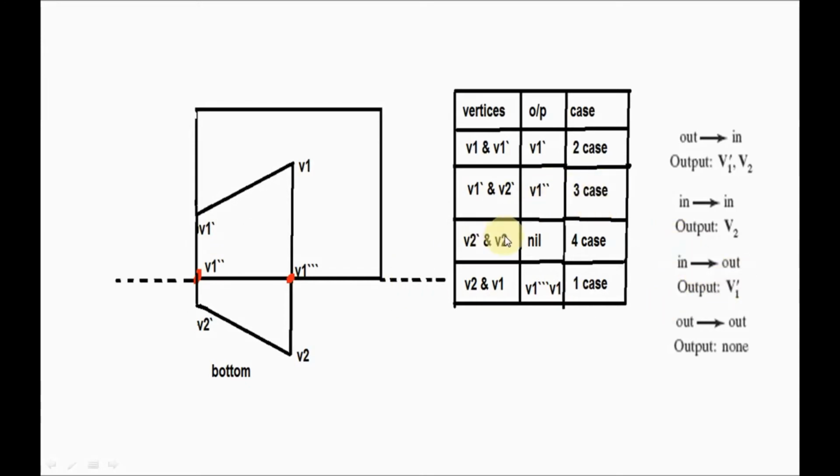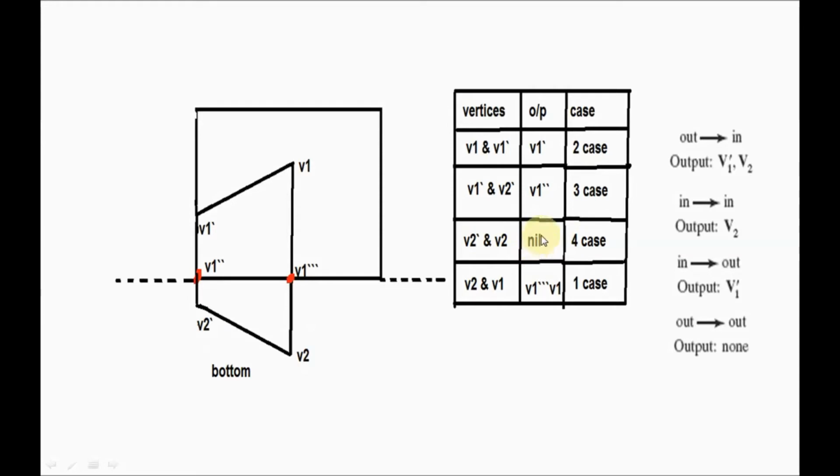Now, next, v2 dash and v2. I already told you the extension of the clipping window in the bottom is removed. Now I extended only left and right. Just remember that. So what is the position here? v2 dash is outside, v2 is also outside. So this is the fourth case. I am not going to consider v2 dash and v2. So nil, no output here.